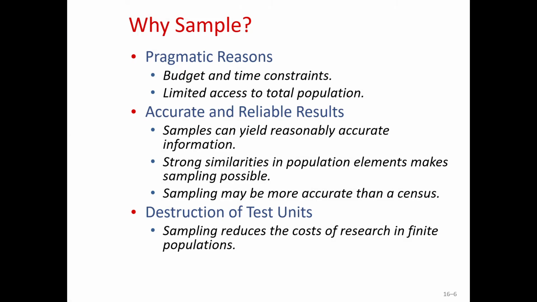Why do we sample? I pretty much gave you a hint. In a scientific study, the objective is to determine an unknown population value. Why should we sample rather than do a complete census? In order to take a complete census, we have pragmatic reasons. Applied business research usually has budgets as well as time constraints.